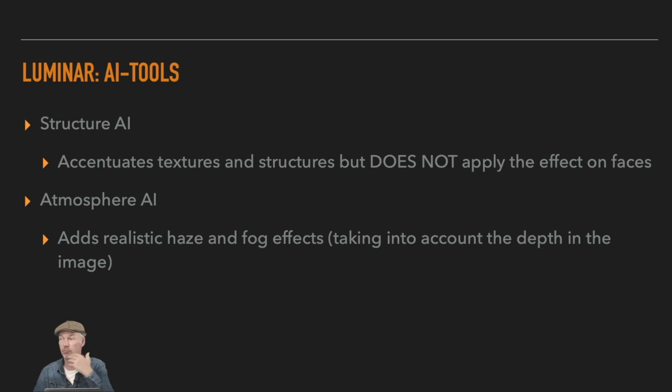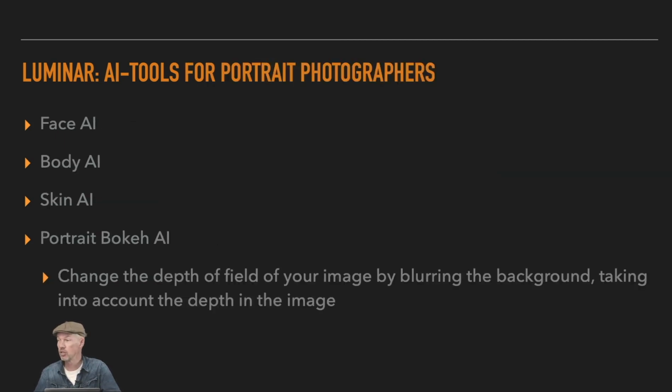Then we have one of my favorites, which is Structure AI, which increases structure and enhances texture, but it takes it off of the skin of your subject so that your subject doesn't look twice as old when you've increased the structure in your image. Then Atmosphere AI adds realistic haze effects and fog effects to your images. I'm not going to show all of them. Some of them we will see in the live demo, but I just want to quickly go over the fairly impressive list of AI tools that Luminar AI and Neo have.